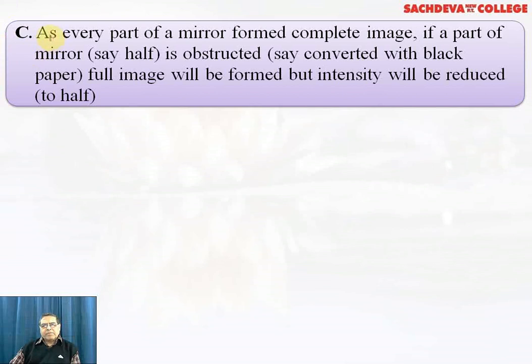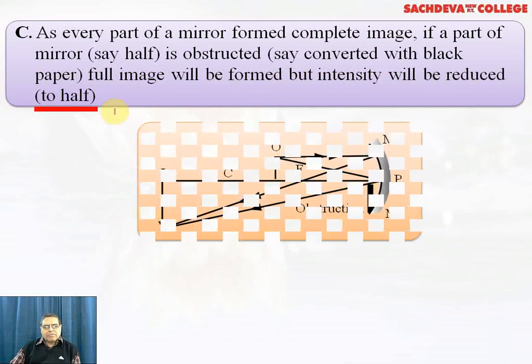As every part of the mirror forms a complete image, if a part of the mirror, say half, is covered with black paper, the full image will still be formed, but the intensity will be reduced to half.